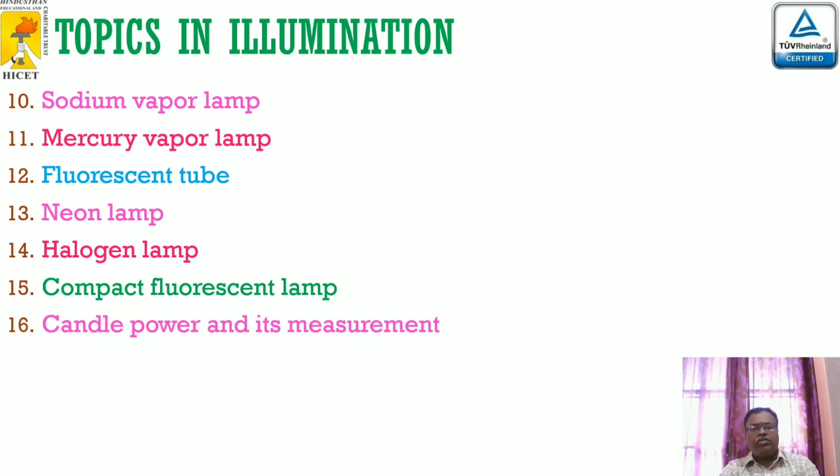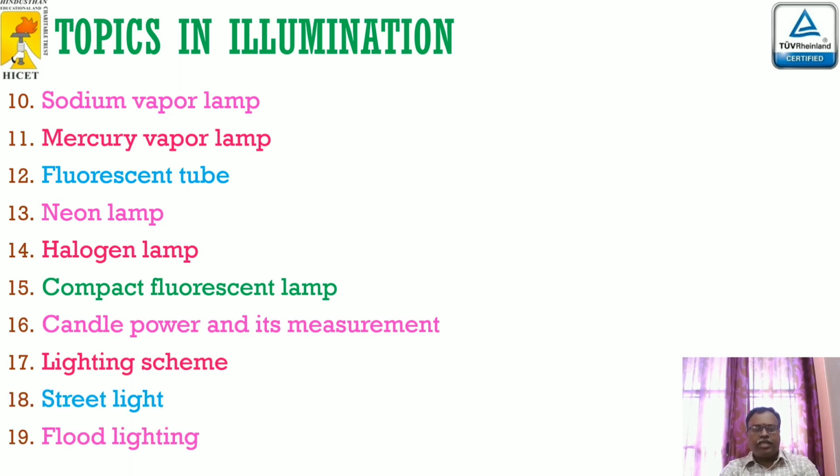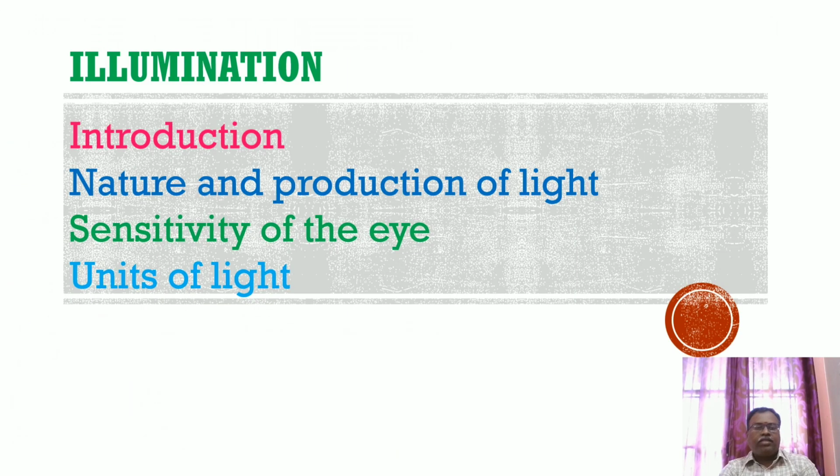These are all examples of the various types of lamps, and also how you are going to measure that light. We measure it in candle power. So what is candle power, how is it measured, and what about lighting schemes? In our day-to-day life, lighting schemes are very important. How do you calculate lighting schemes, and what are the types? Mainly we can classify them into street lighting and flood lighting, the major lighting schemes in our life. The illumination title we are going to see one by one.